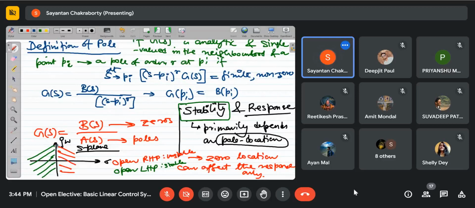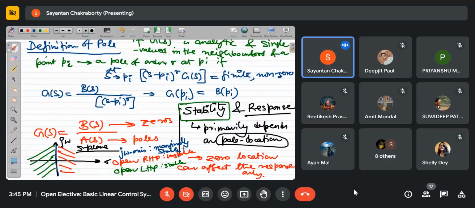And this geometric axis is marginally stable. So based on this, you can get an idea about whether the system is stable, unstable, or marginally stable just by looking at the pole location.